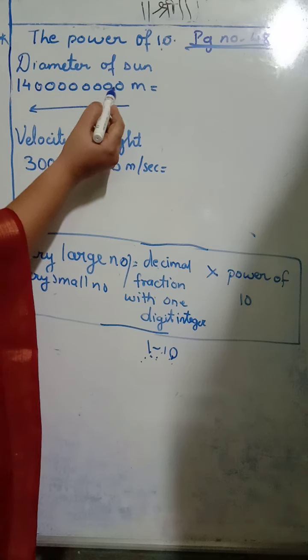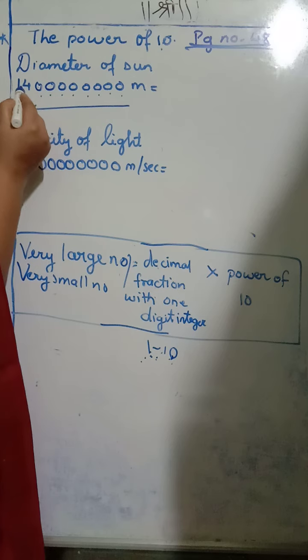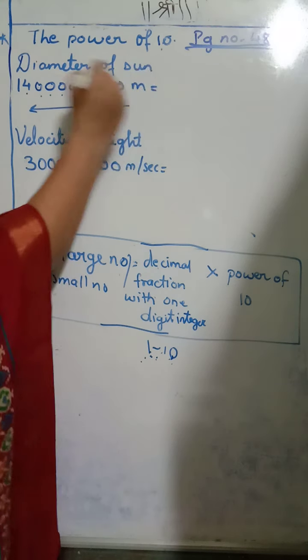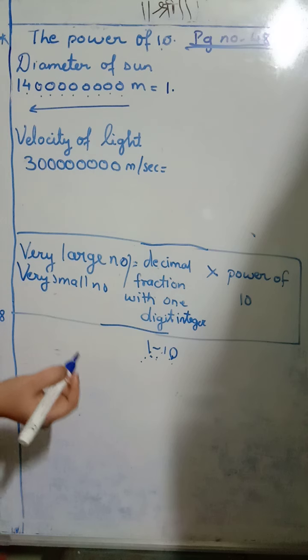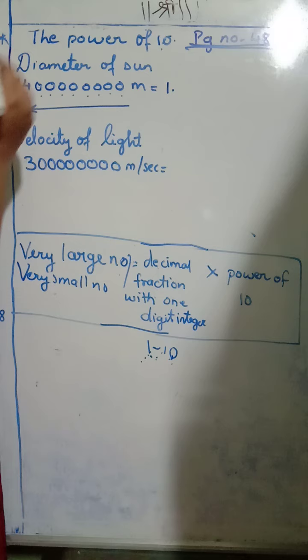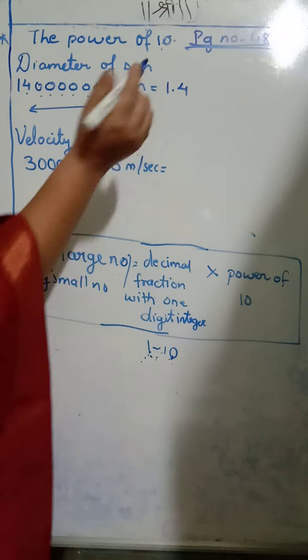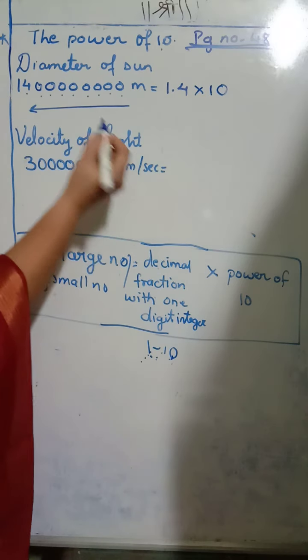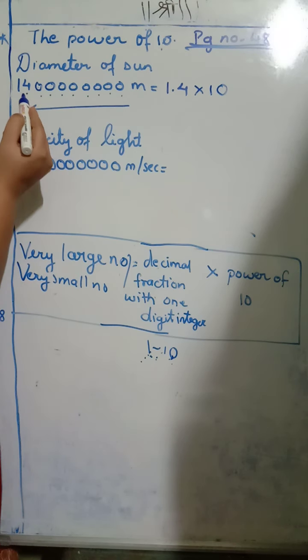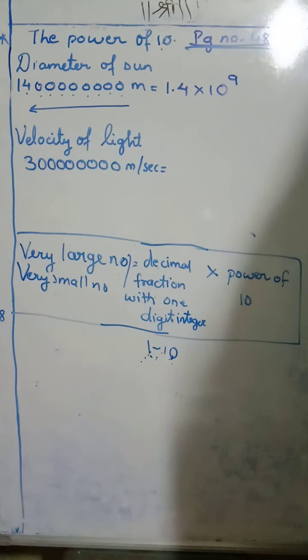Now if you count, 1, 2, 3, 4, 5, 6, 7, 8, 9. After the ninth place, you are getting a digit 1, which is between 1 and 10. So 1.4. Is this a decimal fraction with one digit? Yes. And is it lying between 1 and 10? Yes. So we got the decimal fraction into. Now the power of 10. How many places did we count to the left hand side? 9 places. As we are going to the left hand side, the power will be positive.